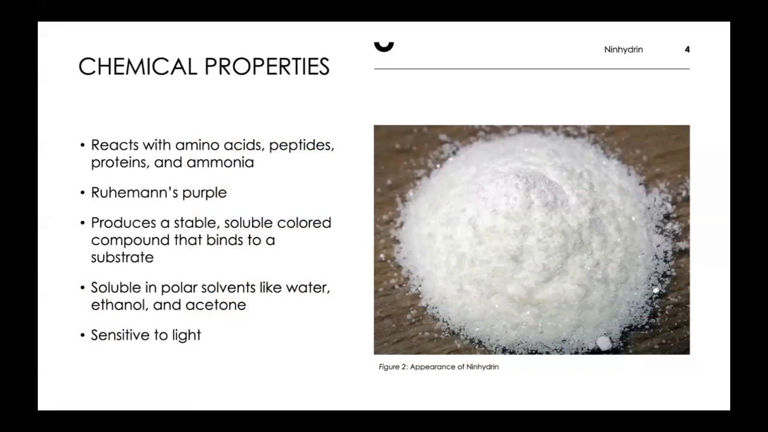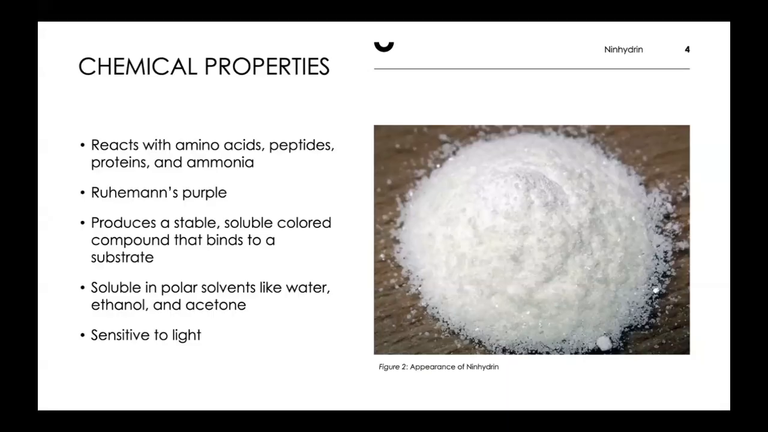Ninhydrin is a chemical that reacts with amino acids, most notably primary and secondary amines, peptides, proteins, and ammonia. It is best known for its reactions with amino acids to create a distinct purple color known as Ruhemann's purple. This is a deep blue/purple dye that forms as a result of the chemical reaction between ninhydrin and amino groups. This chemical is a strong oxidizing agent, causing amino acids to go through oxidative deamination.